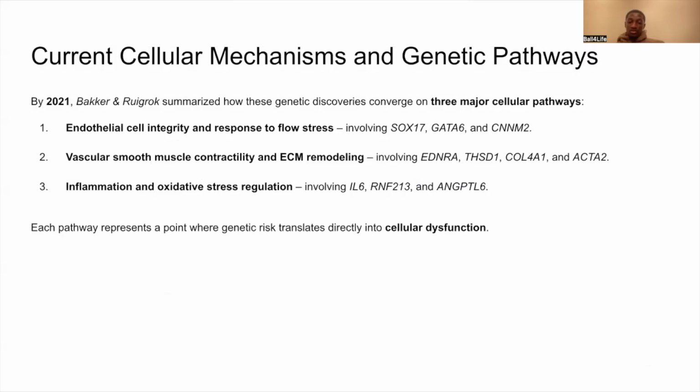In 2021, a study synthesized results from numerous genome-wide association studies to identify 19 confirmed risk loci. They showed that the implicated genes cluster into three major cellular pathways. First being endothelial cell integrity in response to flow stress, second being vascular smooth muscle function and ECM remodeling, and the third being inflammation and oxidative stress regulation. Each pathway represents a point where genetic risk translates directly into cellular dysfunction.